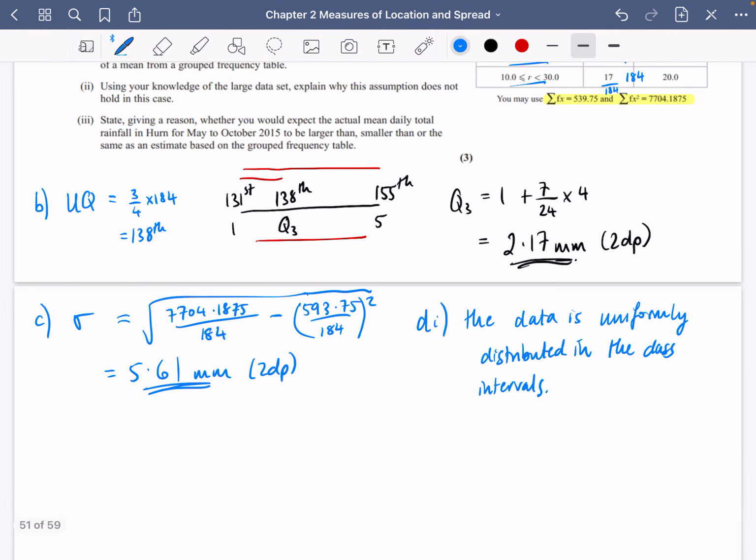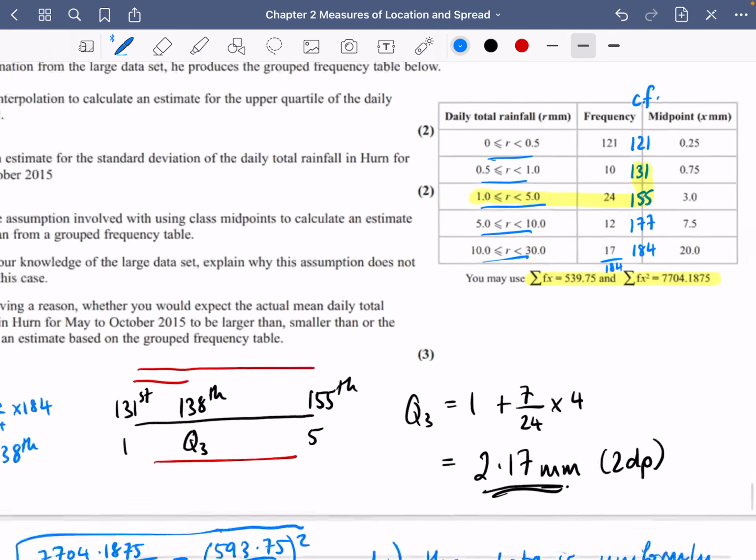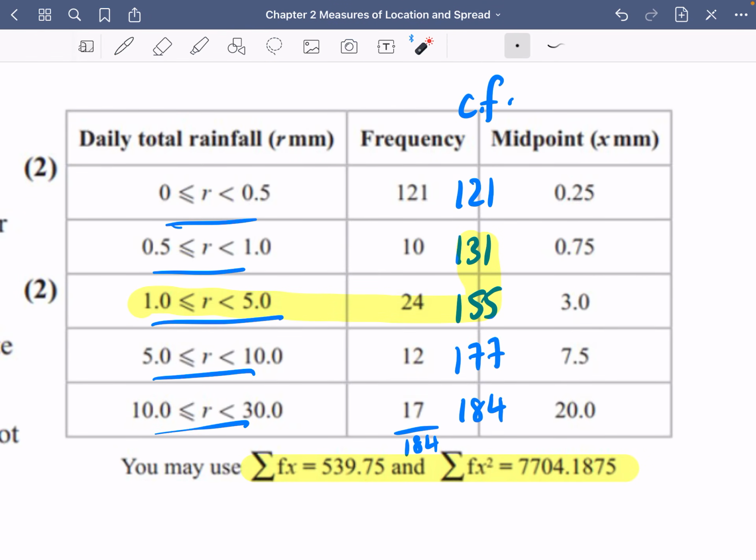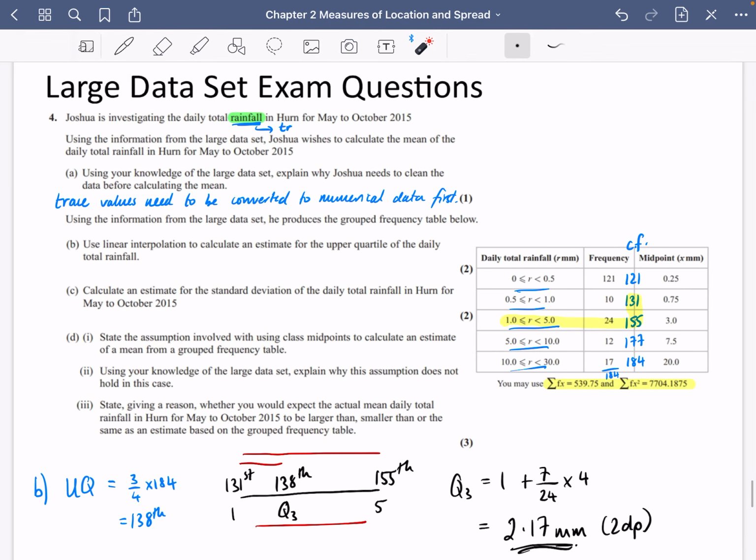It then says for part 2, using your knowledge of the large data set, explain why this assumption does not hold in this case. Well, if you have a look here, the most common one is this. There's 121 days where the rainfall was between 0 and 0.5. And it doesn't take much to realize that between May and October in 2015, there are going to be lots of days where there was no rainfall at all. And so it's not uniformly distributed. Now, yeah, you do need to know the large data set, but a bit of common sense will tell you that there are going to be not an even distribution in this part. There are going to be many 0 pieces of data.